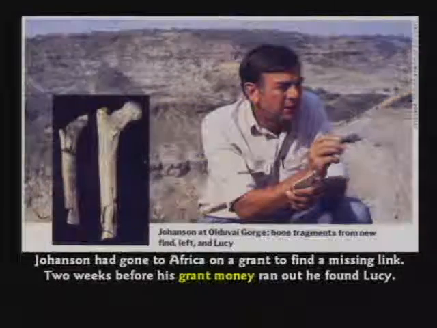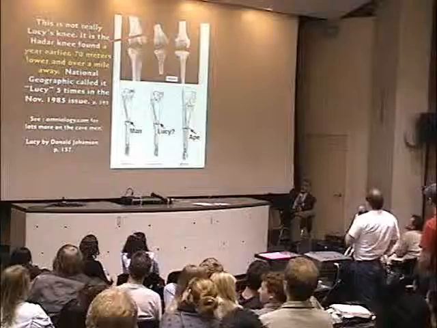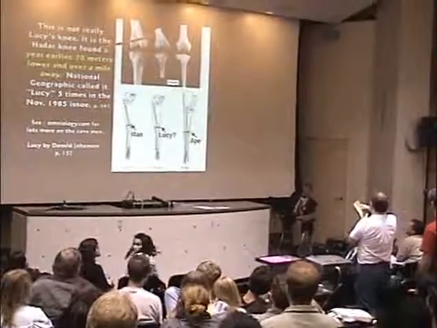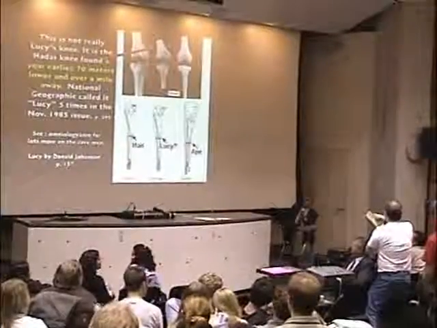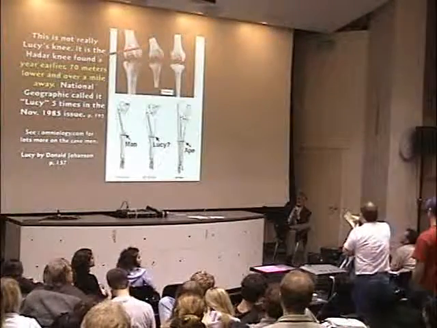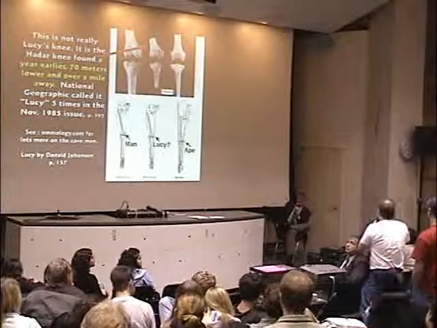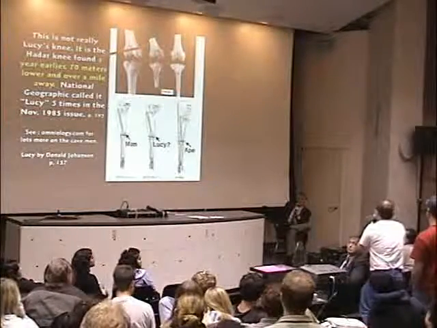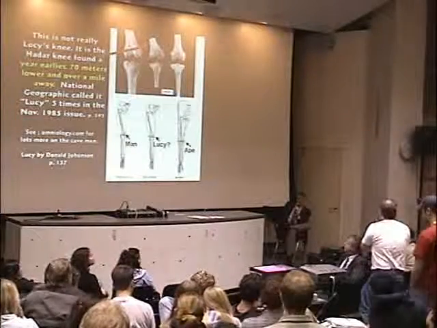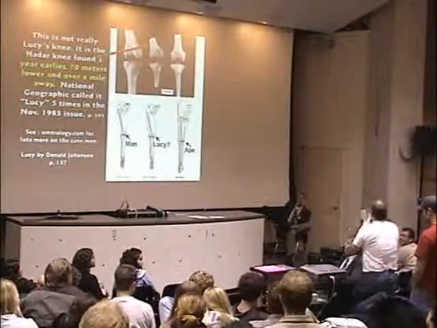National Geographic labeled Lucy's knee, labeled it Lucy's knee five times. It was not Lucy's knee. It was found a mile and a half away. You're wrong again. You're distorting the facts. That's not true. When Donald Johanson answered that question, he misunderstood what the question was. Somebody asked him, where did you find the knee? He found two knees. A complete knee was found with Lucy. He also found a second one a mile and a half away. Right. When he answered the question, he thought it was about the second knee, and that's why he said it.